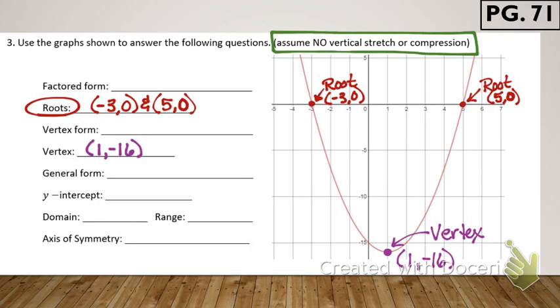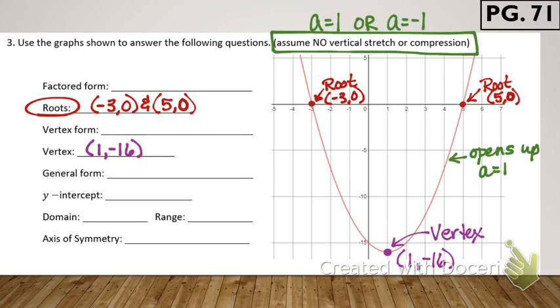Okay, so assuming there's no vertical stretch or compression means that my a is either a positive 1 or a negative 1. And we said in this case it's going to be a positive 1 because it opens up. Meaning none of our numbers will be common or negatives.